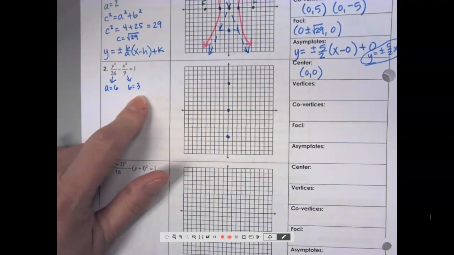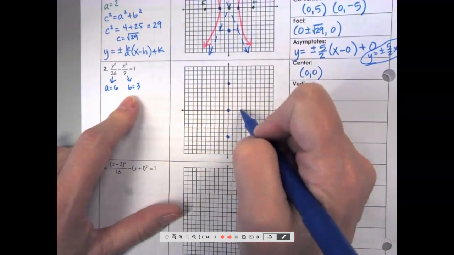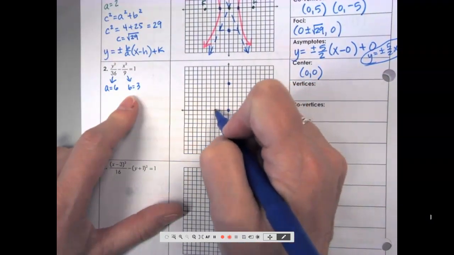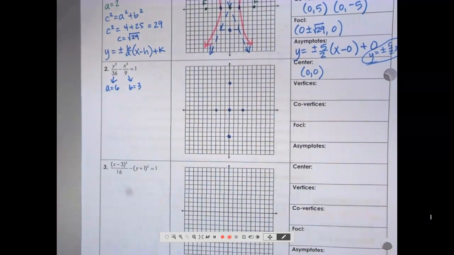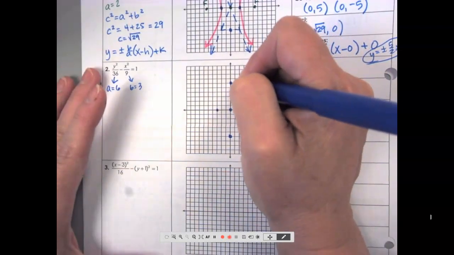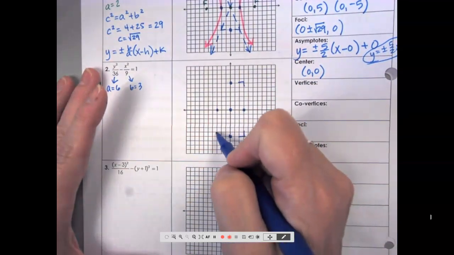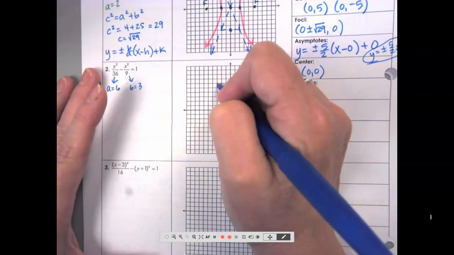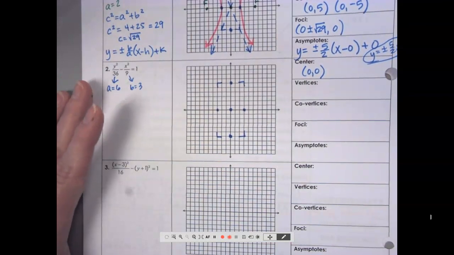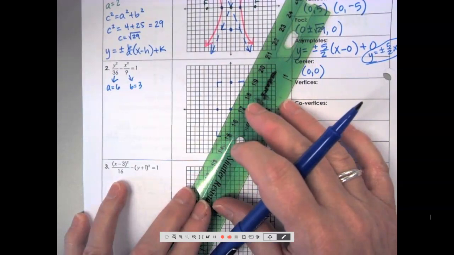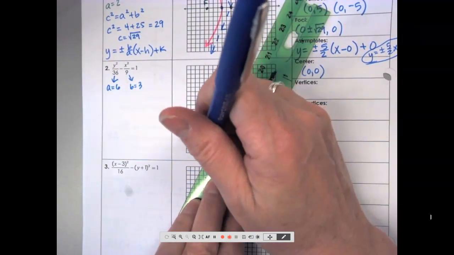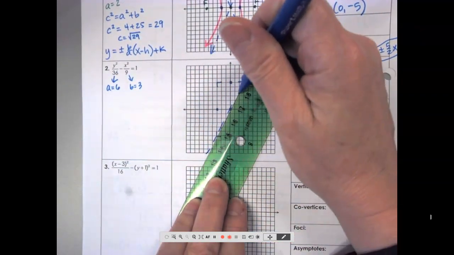This 9 is under the x term. X-axis goes left, right, so I'm going left and right 3 from the center. And those 4 dots are going to form that box. Either dot the whole box or just figure out where your corners are. Take your ruler. We're going to dot those diagonals, which become the asymptotes. That'll dictate how wide or narrow.